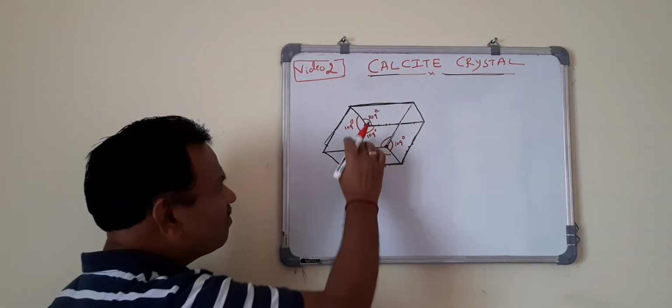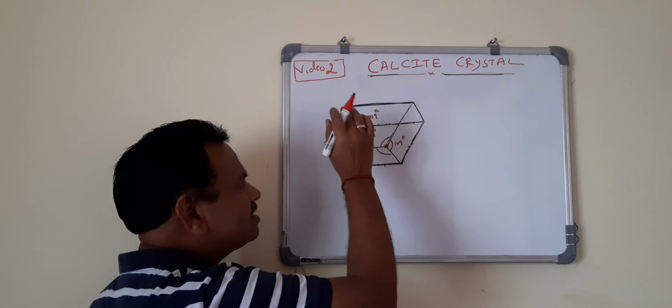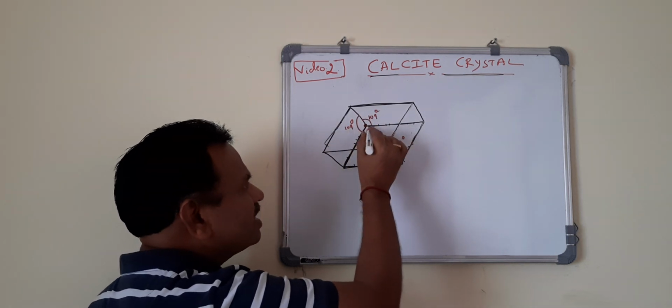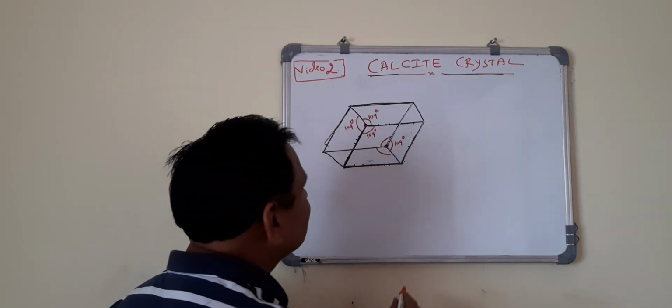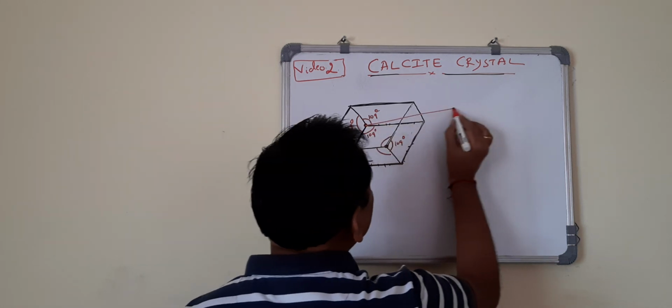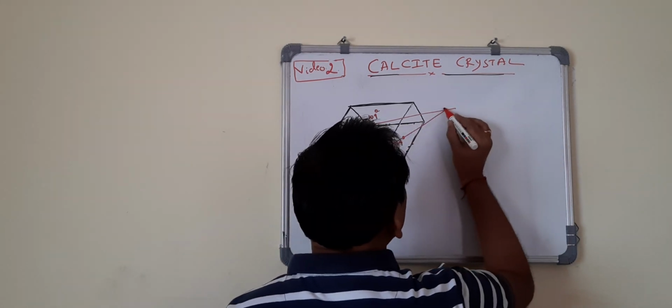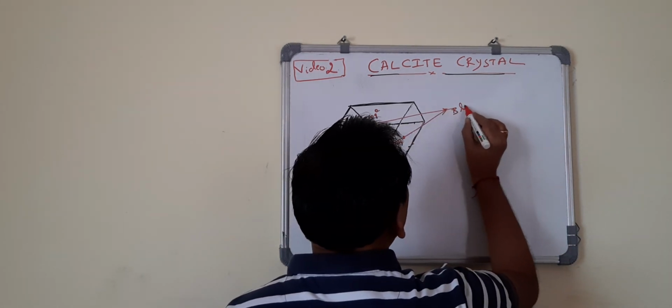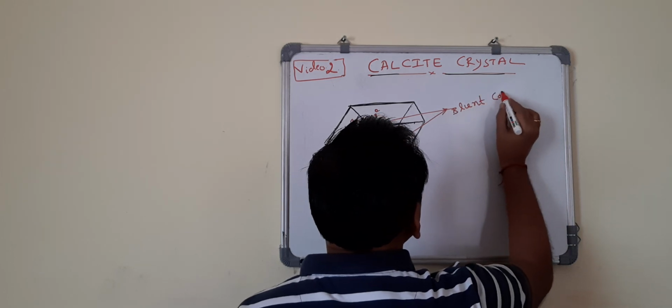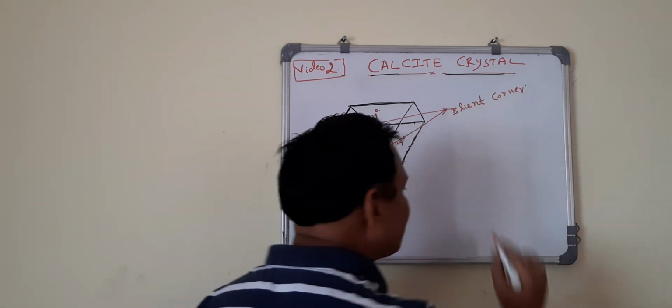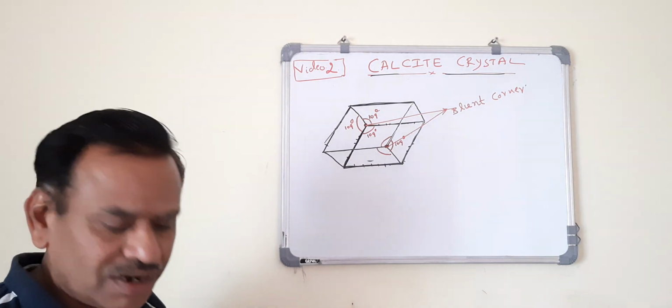The point where all the 3 sides, 3 axes are meeting with equiangles, they are called as this one and this one are called as blunt corner. It is very important. Called as a blunt corner.